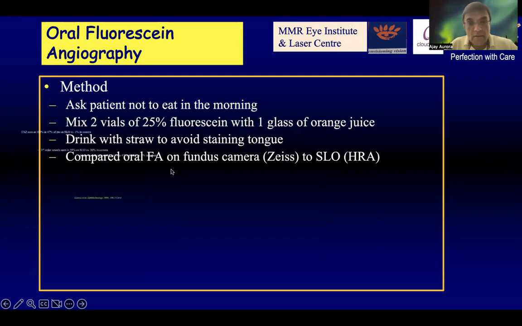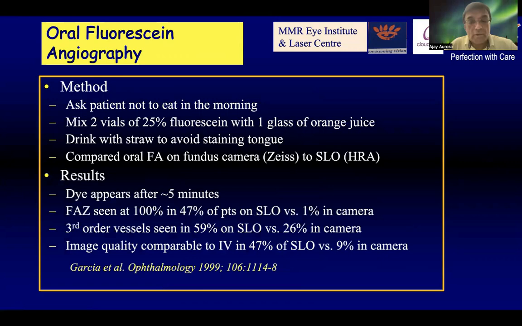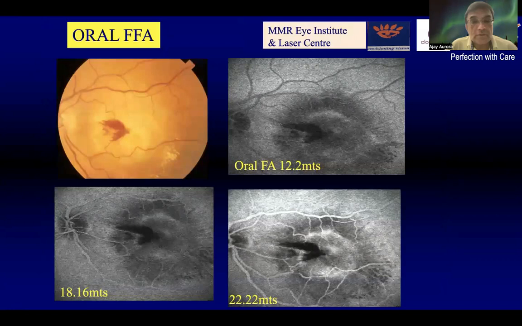And ideally, this should be done on an SLO-based system. Dye appears within 5 minutes, and one is able to demonstrate a fairly good angiogram. So this is the oral FFA. You can see the picture at 12.2 minutes, 18.16 minutes, 22 minutes.